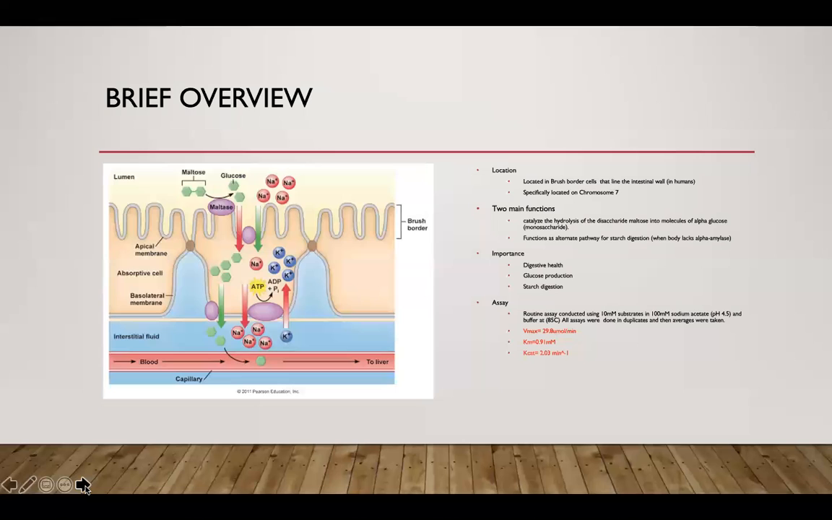Next, we can recall the functions of maltase. The two most important functions of maltase are to 1, catalyze the hydrolysis of the disaccharide maltose into molecules of alpha glucose or monosaccharides. And secondly, to function as an alternate pathway for starch digestion. It's important to note this only occurs when the body lacks alpha amylase.